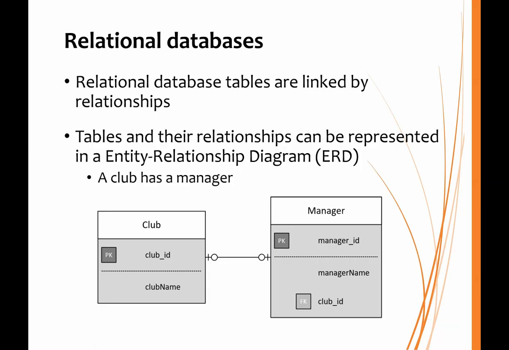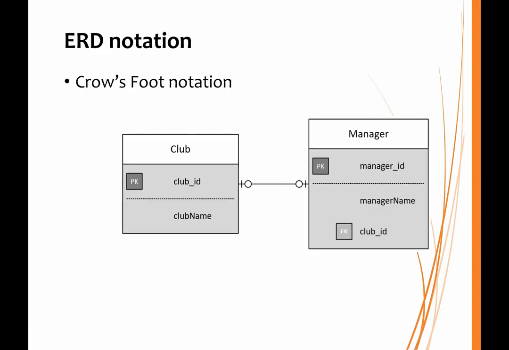Relational database tables are linked by relationships, hence the name relational. And we can represent those relationships in an entity relationship diagram. So here we've got the relationship, a club has a manager. Here's the club table, here's the manager table, and there's the relationship between them. We tend to use crow's foot notation, and you'll see why in a few moments.